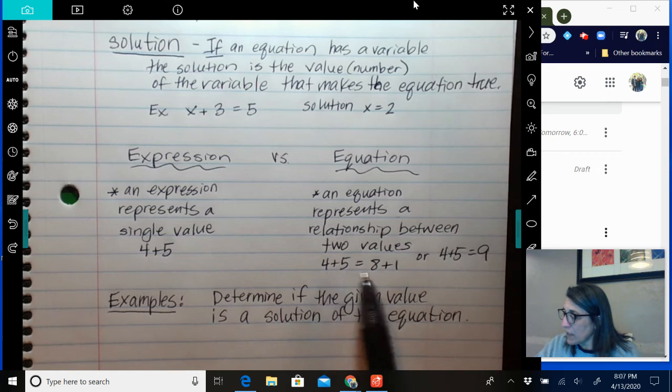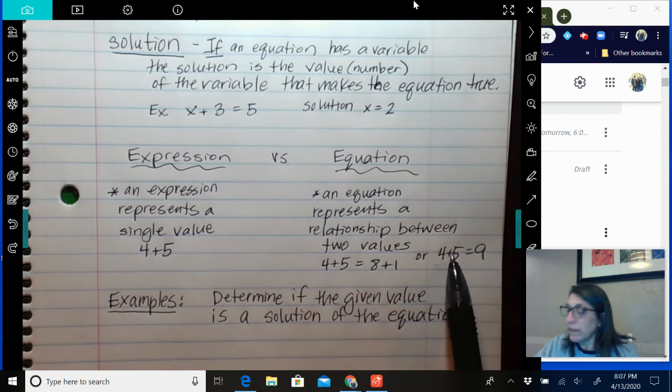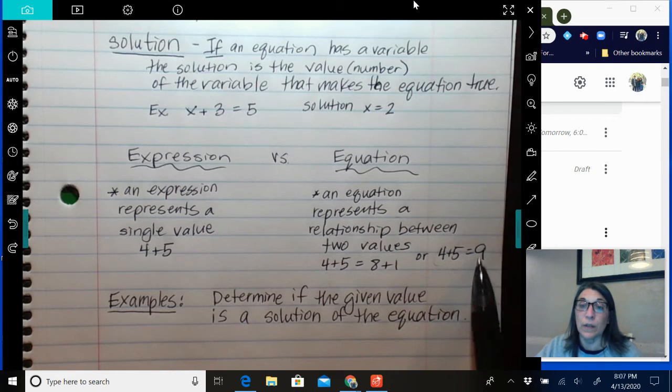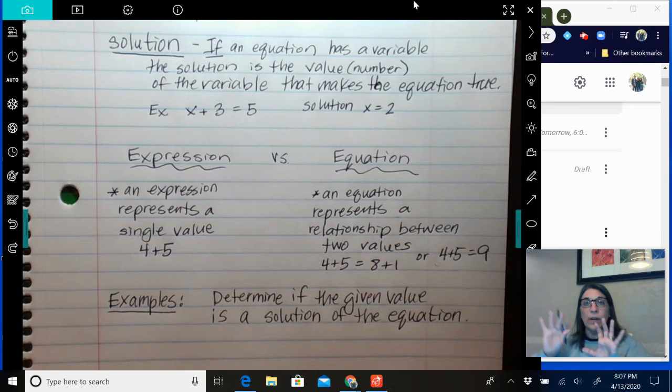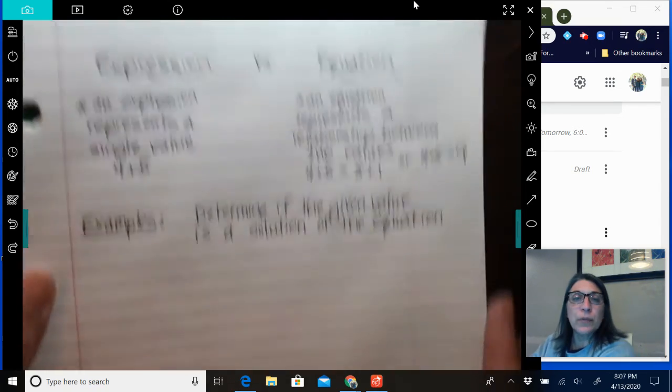This expression is equal to this expression, or technically the value of 4 plus 5, 9, is equal to this value, 9. So in an equation, you're comparing two sides. This is really where the balance comes in that we were playing with before the break. Both sides represent a value that's equal to each other, whereas an expression is just one value.